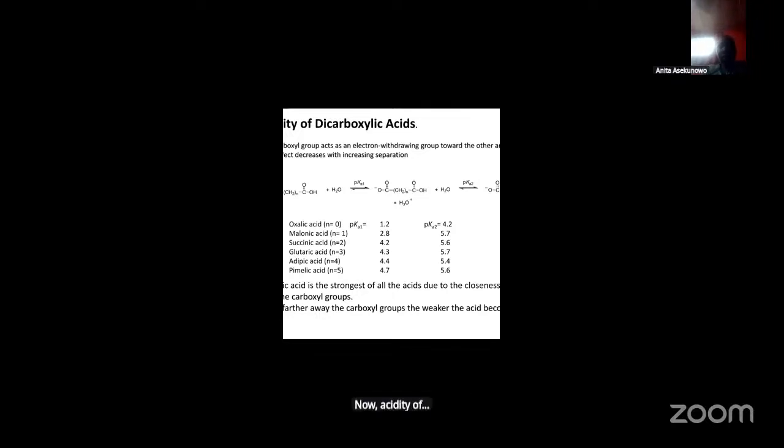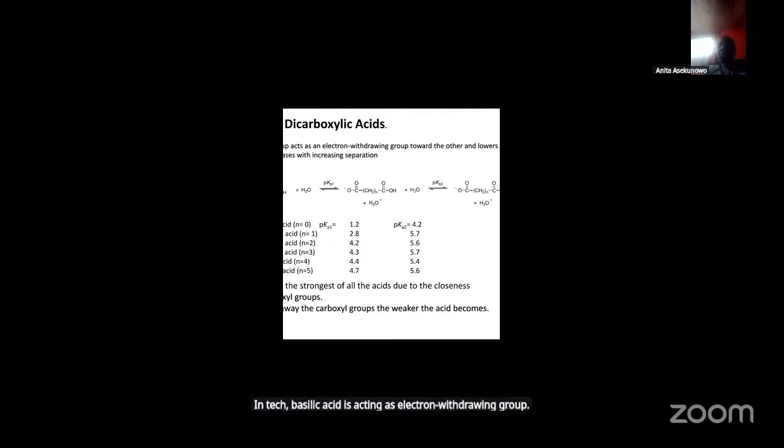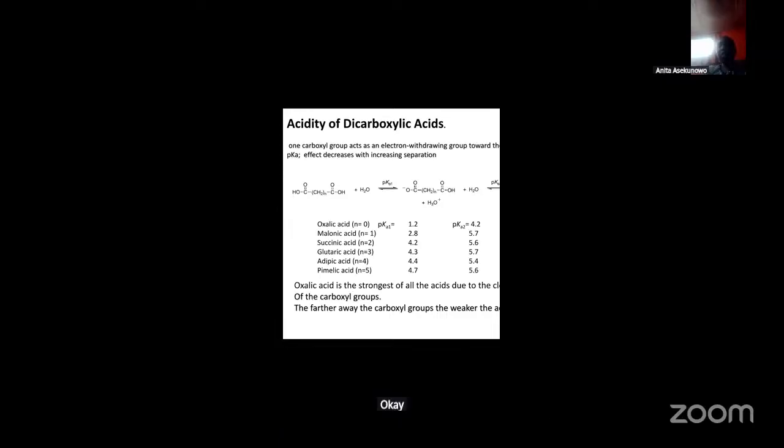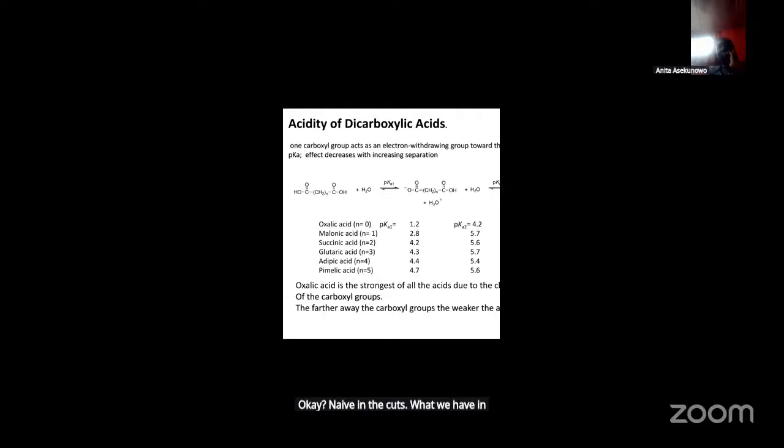Now, acidity of dicarboxylic acid. One carbonyl group in a dicarboxylic acid is acting as an electron withdrawing group towards the other one, which lowers its pKa. The effect decreases with increasing separation. Now, if you look at what we have in pKa, remember, the lower the pKa, the higher the acidity. And remember, distance affects acidity. If you look at oxalic acid, there is no methylene in between them. That's why it has the highest acidity.